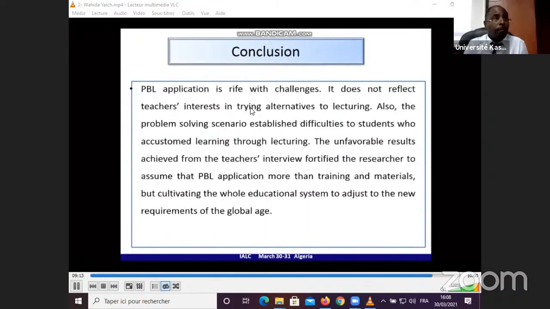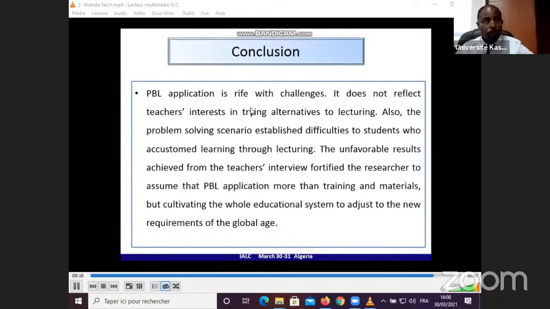As a conclusion, problem-based learning application is rife with challenges. It does not reflect teachers' interest in trying alternative to lecturing. Also, the problem-solving scenario established difficulties to students who accustomed learning through lecturing. The unfavorable results achieved from the teacher's interview fortified the researcher to assume that problem-based learning application requires more than training and materials, but cultivating the whole educational system to adjust to the new requirements of the global age.